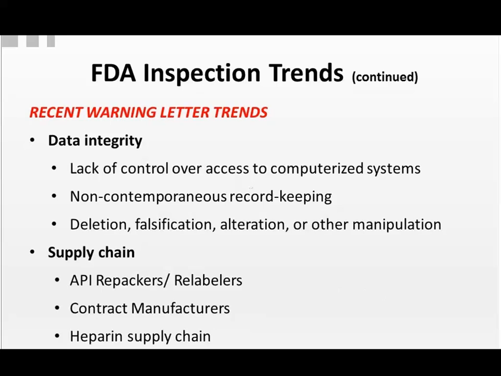There may be a lack of control over access to computerized systems, system security. There may be non-contemporaneous record keeping, where people are not recording raw data as it happens. There could be deletion, falsification, alteration, or some other manipulation or fraudulent activity. And also the supply chain, API repackers and relabelers, contract manufacturers, the heparin supply chain. These are all areas of important concern to FDA.